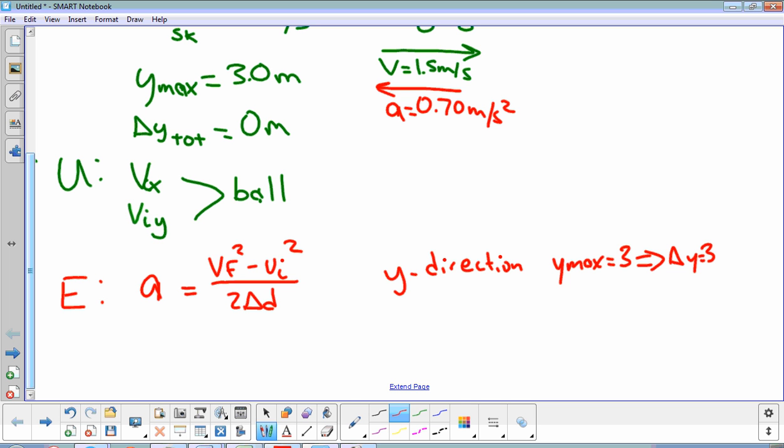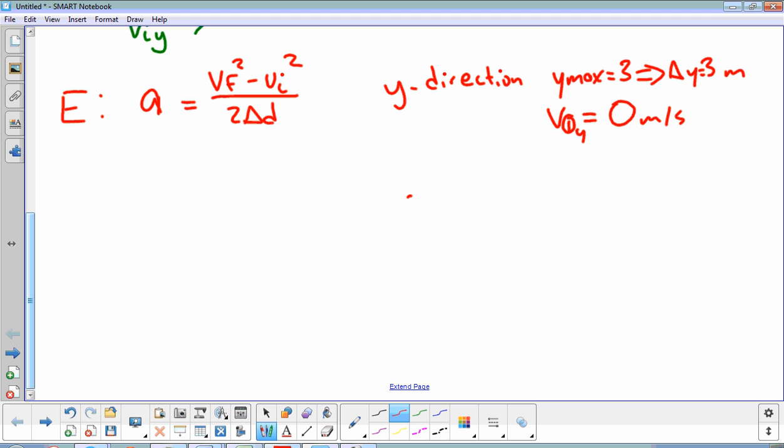What else does that mean? What velocity am I moving at my maximum height in the y direction? At the maximum height, what velocity am I moving in the y direction? 0. V at point 1 that I put up on my drawing is equal to 0 meters per second. It's not moving. Okay? So then we can go down and start solving this equation.